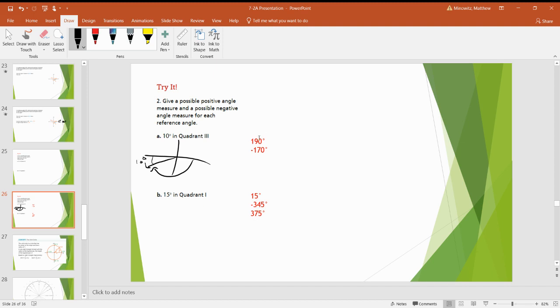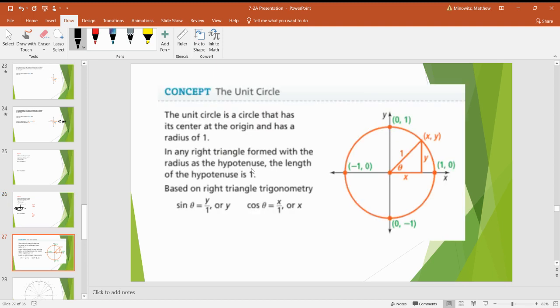And then you're going to notice that these two angles, the positive and the negative, have to add up to 360. Because if we're going in one direction or the other direction, the whole circle is 360 degrees. And this brings us to what I've called my best friend in trigonometry, the unit circle. So the unit circle, okay, has a radius of 1.